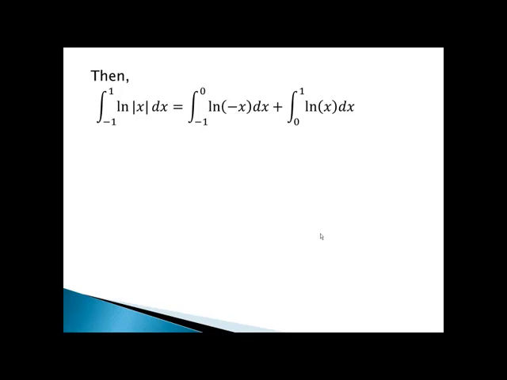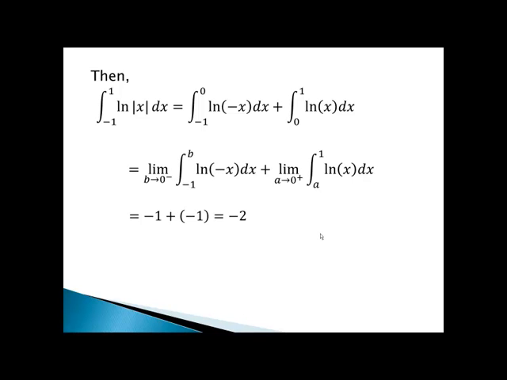So now my integral from negative 1 to 1 of the natural log of the absolute value of x was rewritten as the integral from negative 1 to 0 of the natural log of the opposite of x plus the integral from 0 to 1 of the natural log of x. I evaluated those improper integrals using the calculator and found that both were equal to negative 1. So negative 1 plus negative 1 is negative 2. Therefore, my integral converges to negative 2.